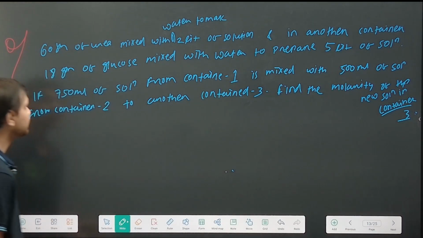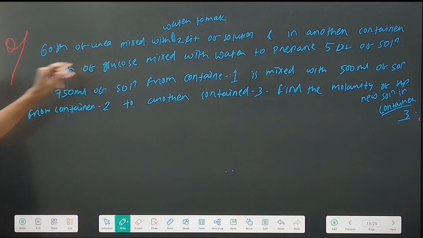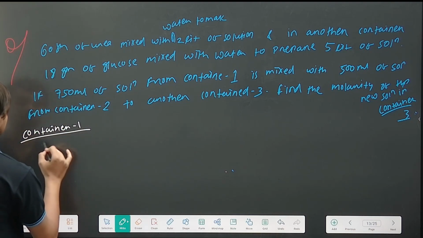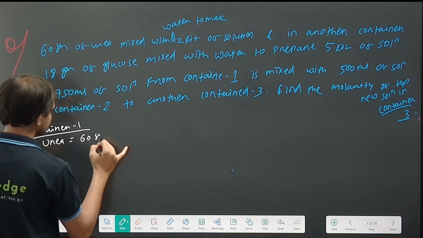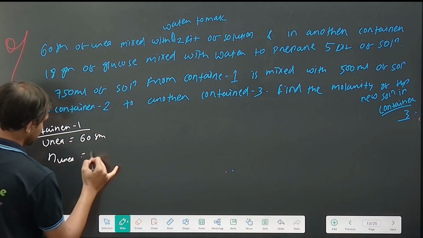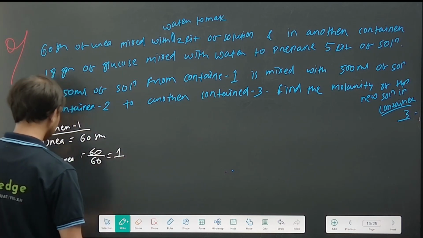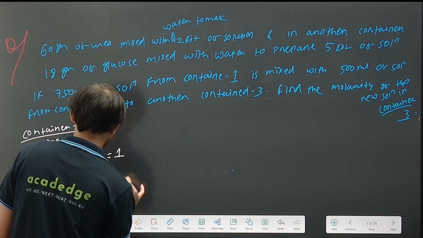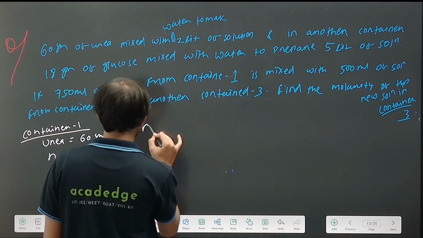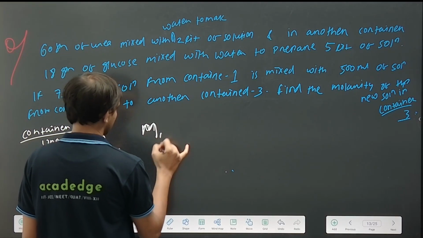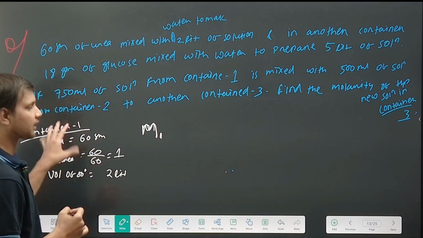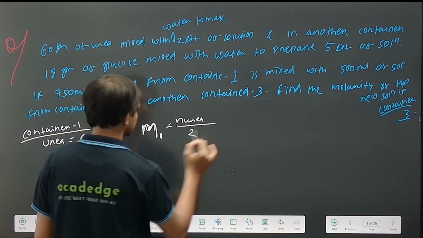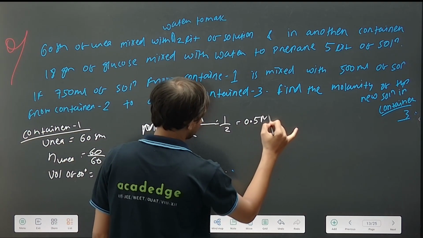So first of all, I need to calculate the molarity of each solution. In container number 1, what is the solute? The solute is urea, and 60 gram is given. So the number of moles of urea is given mass by molar mass, 60 by 60, that is 1. The volume of solution given to you is 2 liter. So the molarity, M1, of the solution in container number 1 will be number of moles of urea by volume of solution in liters. So 1 by 2, it's coming out to be 0.5 molar.